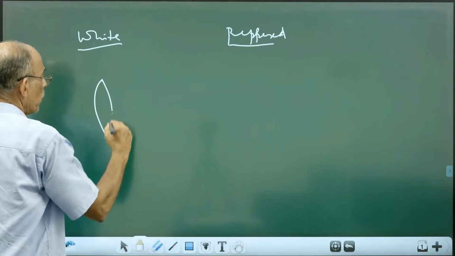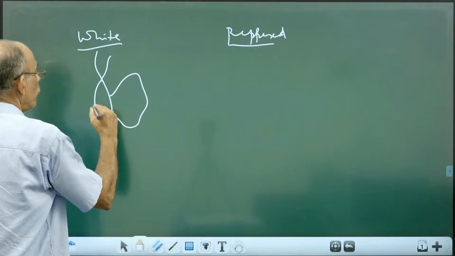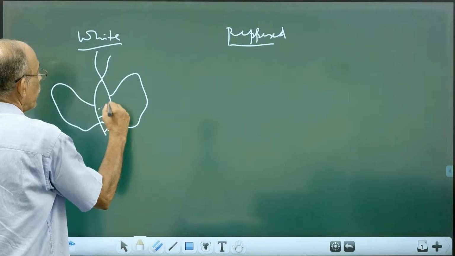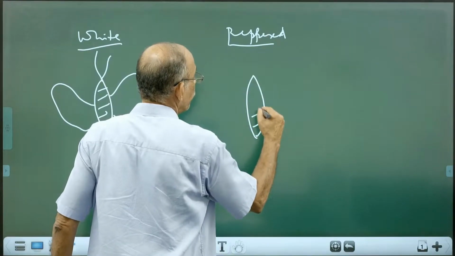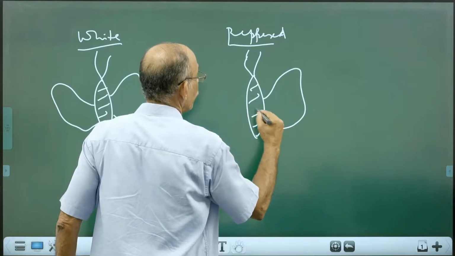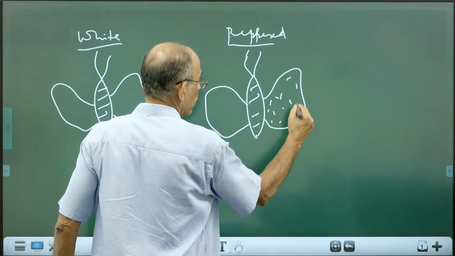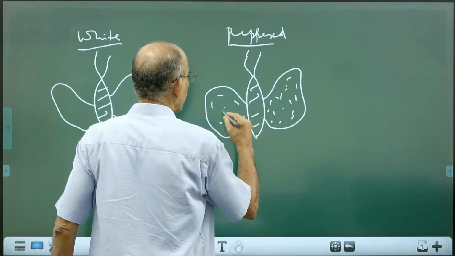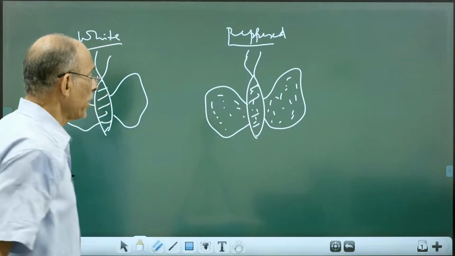So these moths, this is the white variety. And it had some black dots on this. And in the body also, it has some black dots. So this is known as the peppered variety.